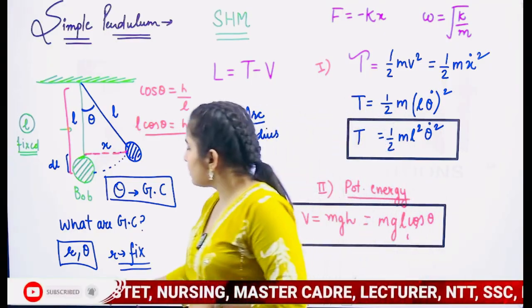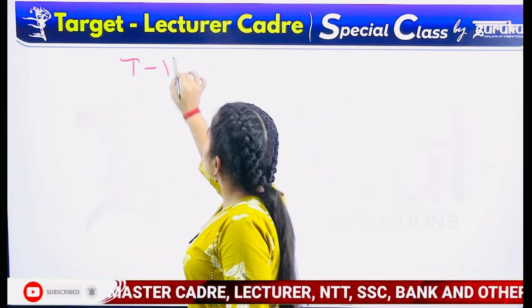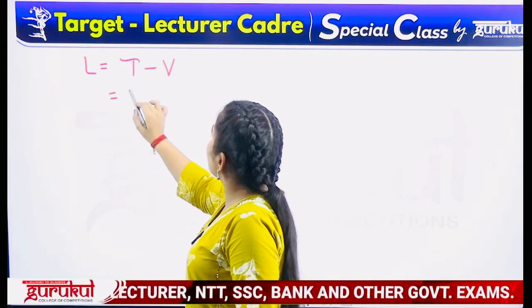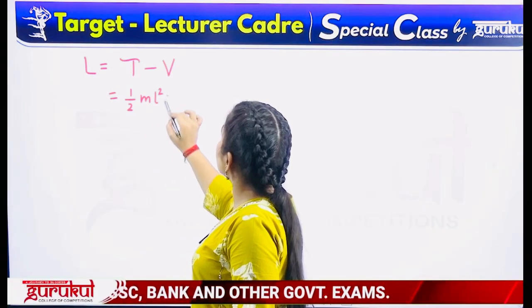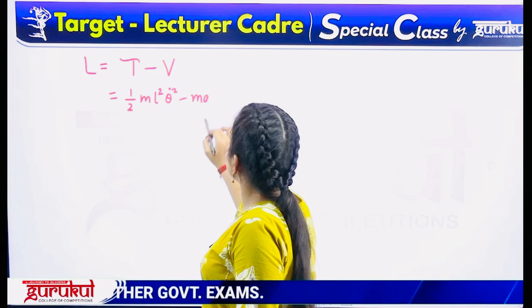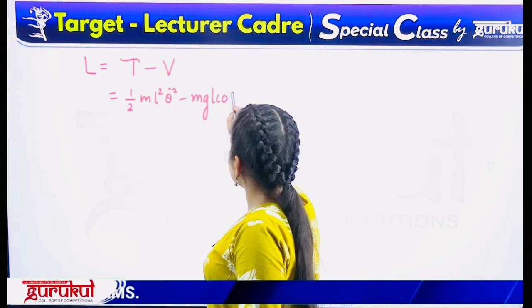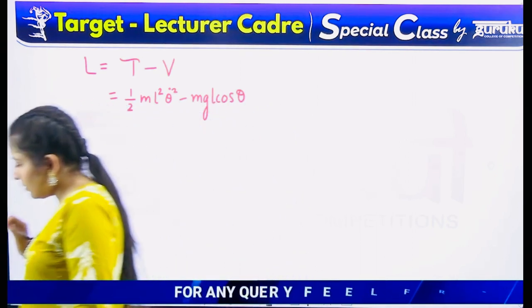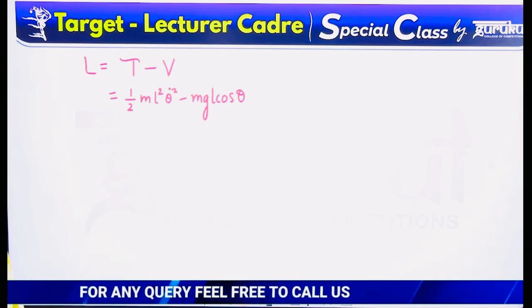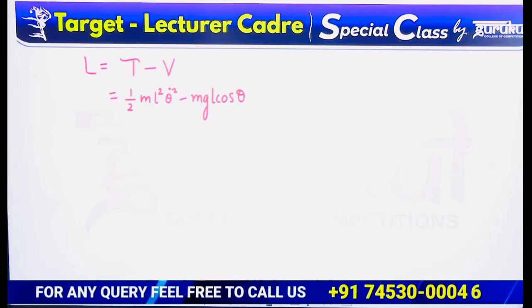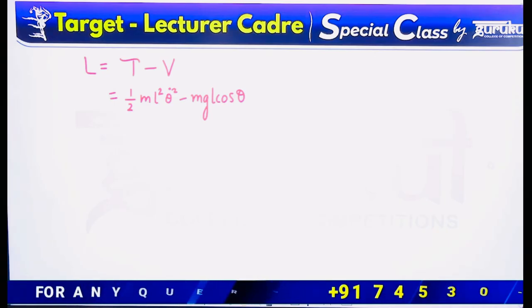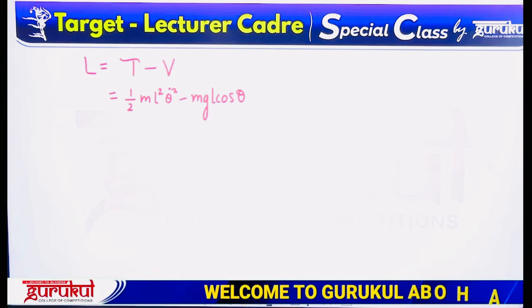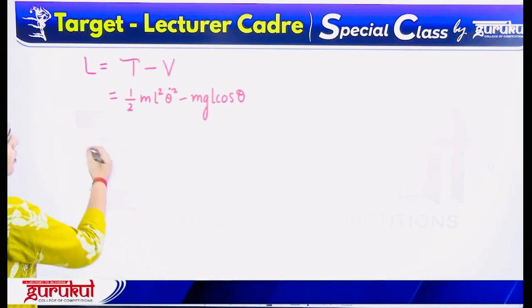Now, I have determined what T and V are. So, what will be my Lagrangian? It will be equal to half m L square theta dot square minus mgl cos theta. Have a look once, minus mgl cos theta. Clear?